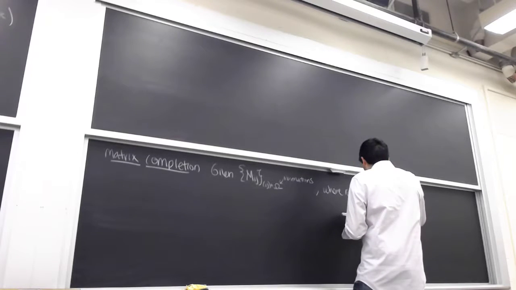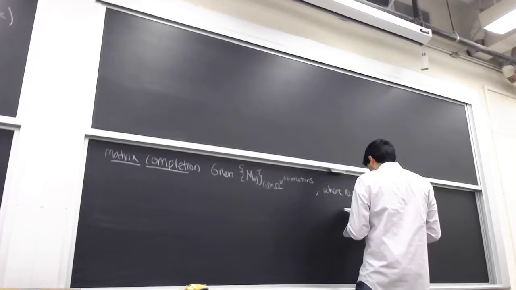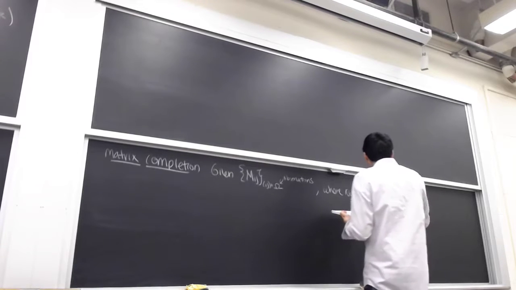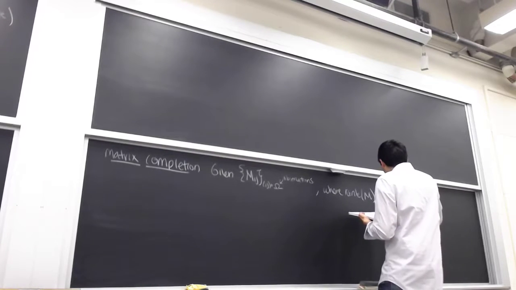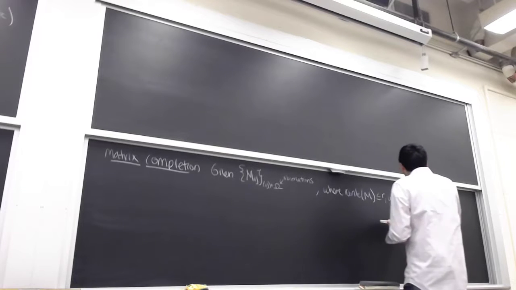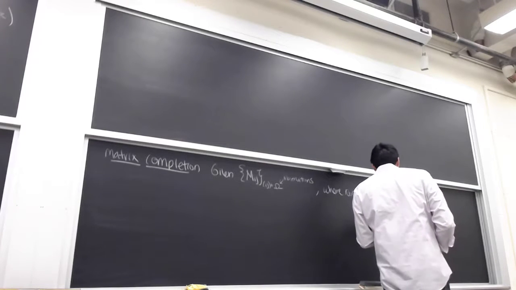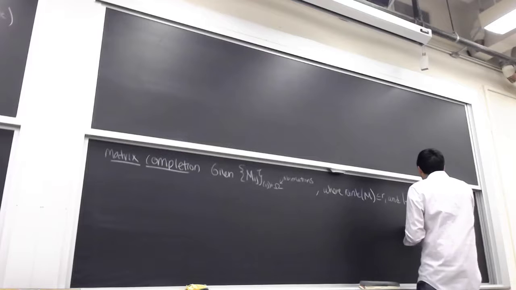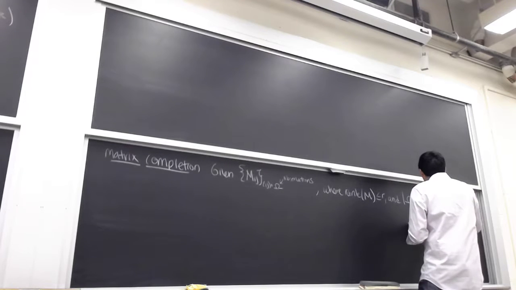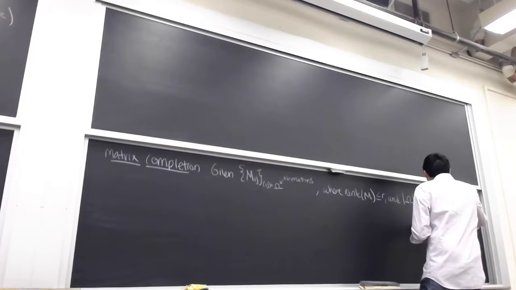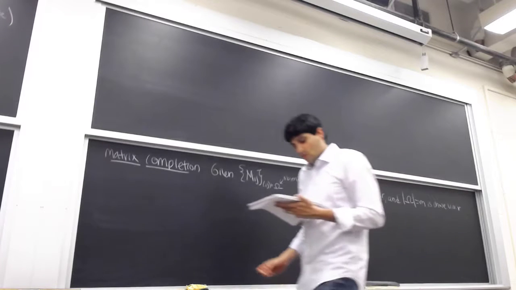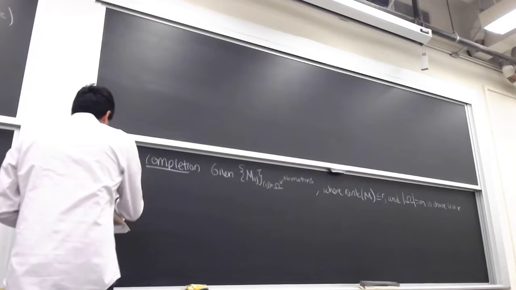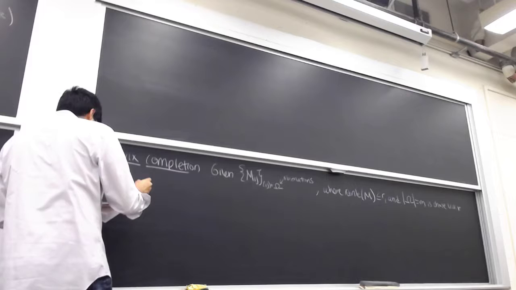So again, the rank of M is at most r. And let me let little m denote our set of observations. So we're going to have the same goal. So let me write this and then we can talk about it.